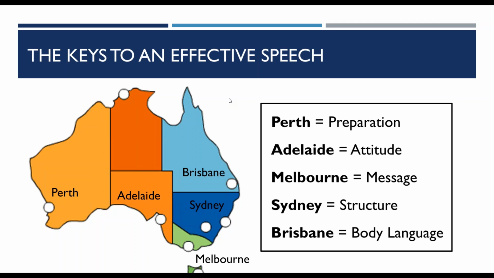The next thing is you need to have the right attitude. A for Adelaide, A for attitude. Attitude is about wanting to be there. Even though it's a work gig, even though the audience may not want to be there, they don't want to hear your message, you need to show that you want to be here. Then you need to get your message right. M for Melbourne, M for message.